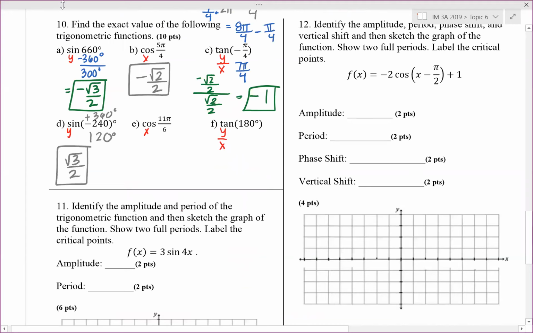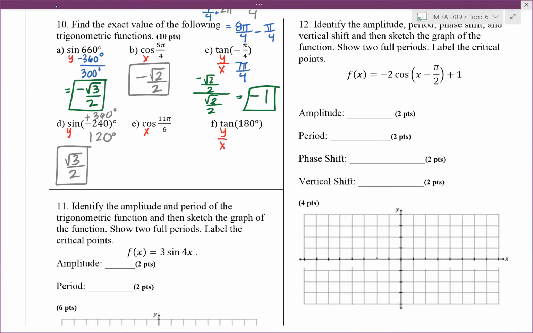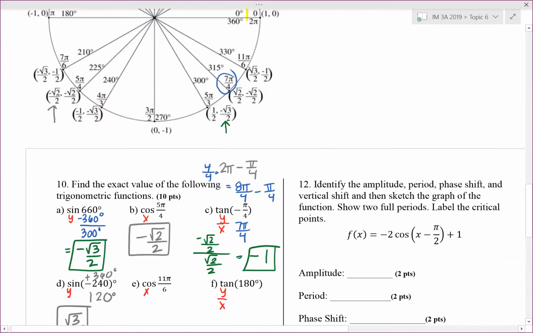For cosine of 11 pi over 6, 11 pi over 6 is on the unit circle. So if we look at 11 pi over 6 here, cosine is the x coordinate, so it's radical 3/2.